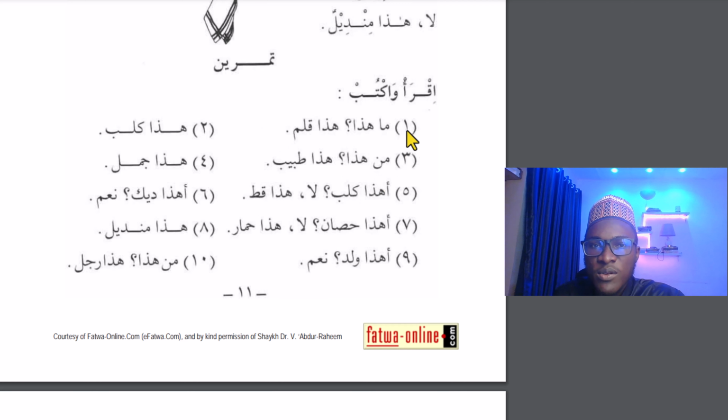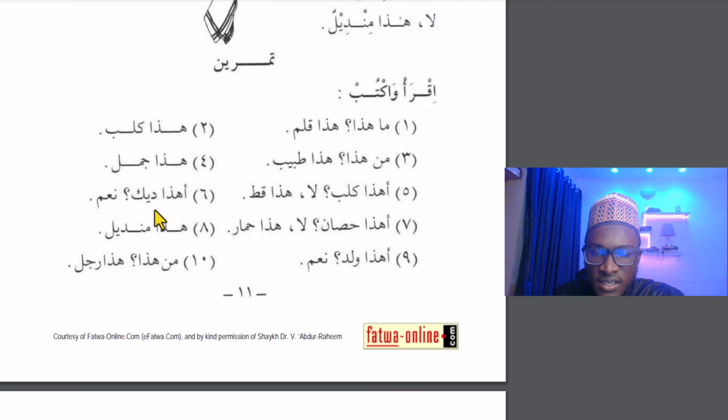So for the last time, let me read the tamrin for you so that you can know it much more. So اقرأ واكتب. Read and write. ما هذا. What is this? هذا قلم. This is a pen. هذا كلب. This is a dog. من هذا. Who is this? هذا طبيب. This is a doctor. هذا جمل. This is a camel. أهذا كلب. Is this a dog? لا, no. هذا كت. This is a cat.